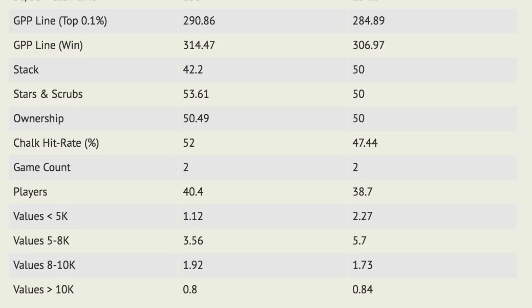Now the value is an equation which accounts for the amount of fantasy points scored divided by the salary over a particular threshold. So the values that we see here, we have it broken down by different cohorts, different tiers. We have values under 5,000, between 5 and 8, between 8 and 10, and those under 10K for the slate. So that's the main slate texture table, which goes over everything.